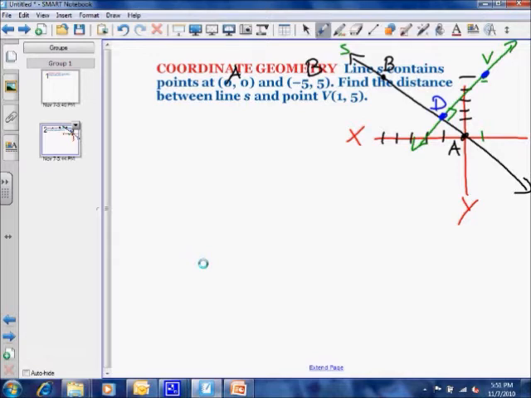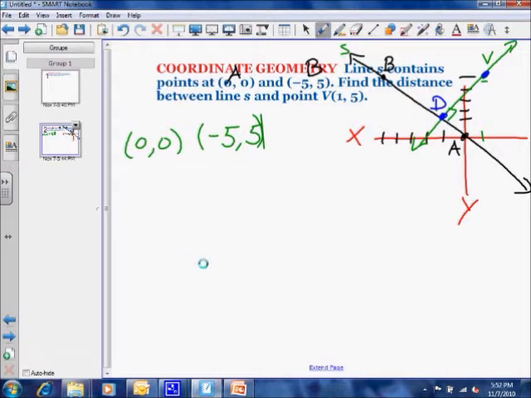Okay, there are several steps that are going to happen here using many different things from algebra. Where do I start? I have to first find the equation of the line that exists for line S. So I have 2 points: I have A at (0, 0), and I have B at (-5, 5). And I need to find the equation of this line.